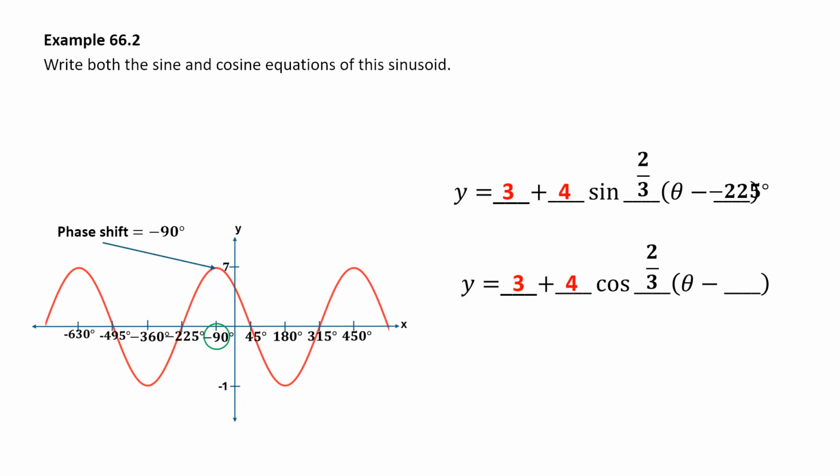So the phase shift for the cosine function is -90, so it's going to be theta minus -90. And that is the same as theta plus 90, and theta minus -225 is the same as theta plus 225. So that is how you would write this function as a sine function and a cosine function.